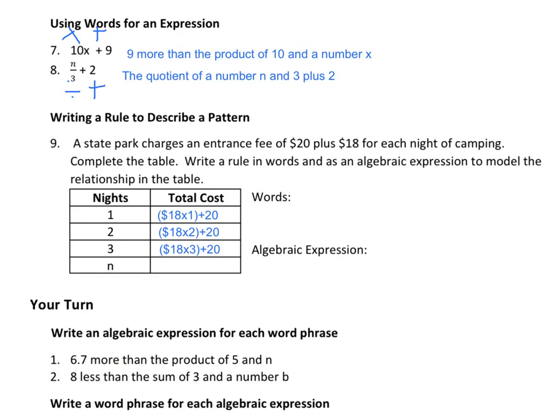Now we want to know for n nights. Well, if we look at the pattern that we just established, the piece of information that is changing, the variable, is going to be the number of nights that you stay. So in order to write this as an algebraic expression, we can just replace the number of nights with a variable. So our algebraic expression would be 18n plus 20. And it was easy to establish that when you make a table and plug in the values and see how the pattern's going. And that's why it's called writing a rule to describe a pattern.